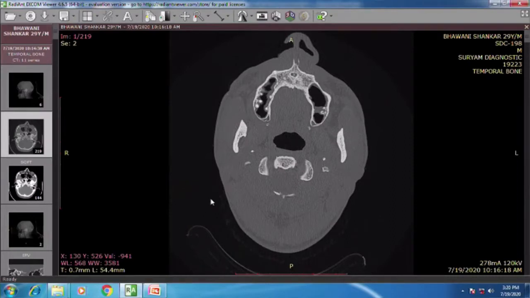So our procedure is obviously an exploration. And the next case, now this patient is extubated already. So we'll intubate the next one in the other theatre.